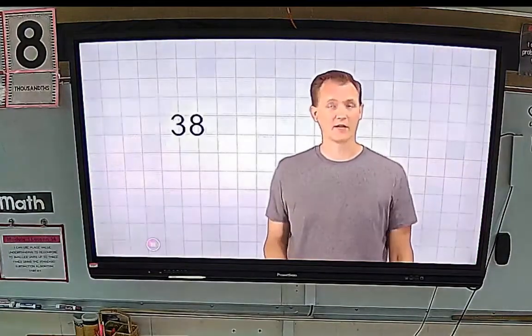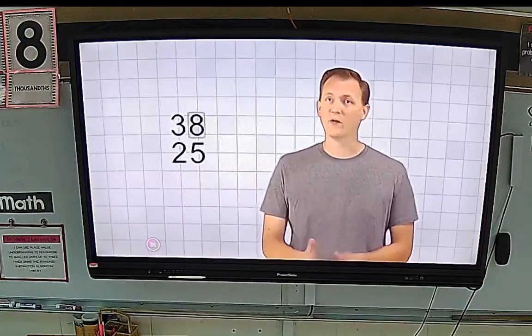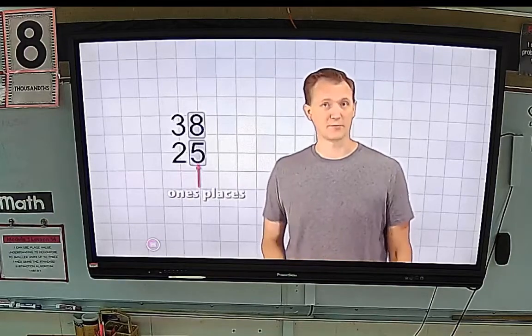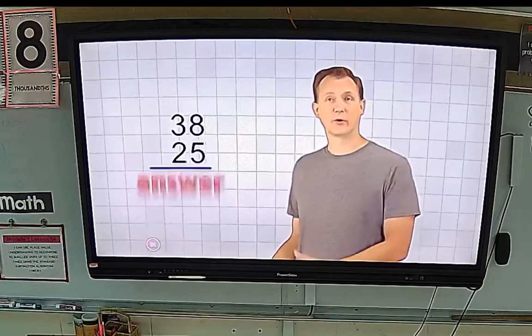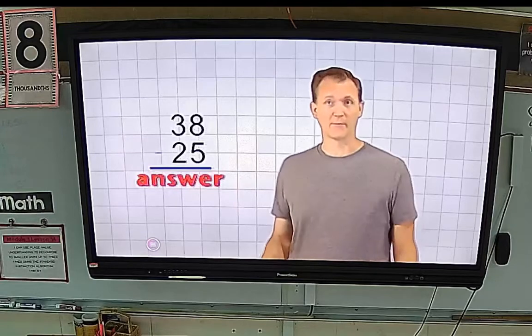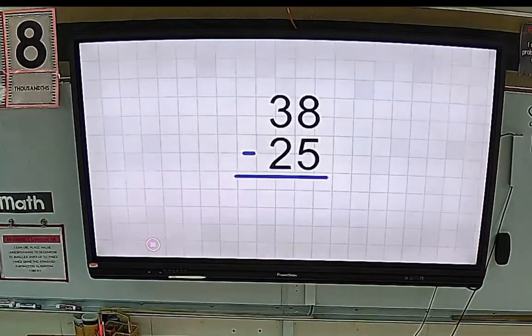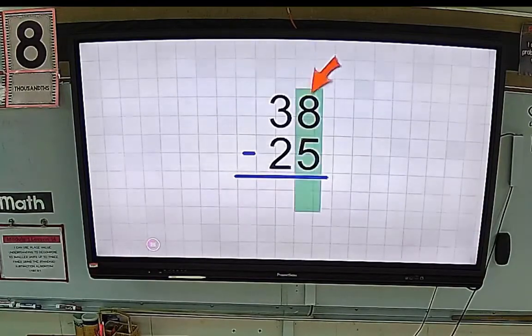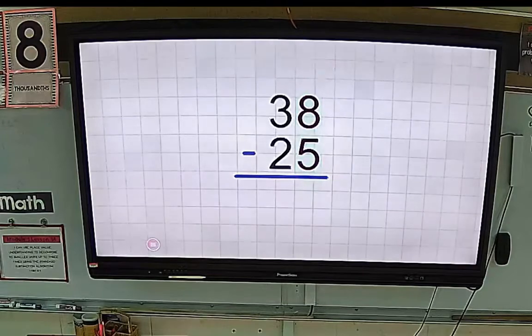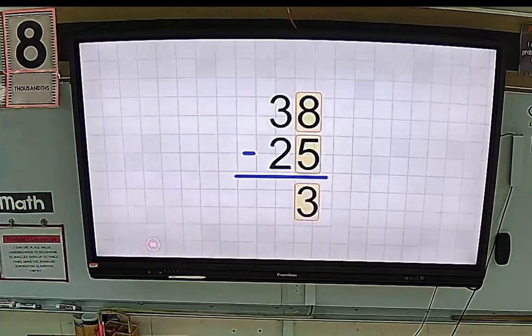We've got 38 on top and 25 below it, and the ones places are lined up just like they should be. Now we draw our line so our answer can go below it, and we write a minus sign over here on the left to show that we're subtracting. Now we can start getting our answer, and just like with addition, we always start with the ones place column. Here we subtract the bottom number from the top. 8 minus 5 equals 3, so the 3 goes in the ones place of our answer.